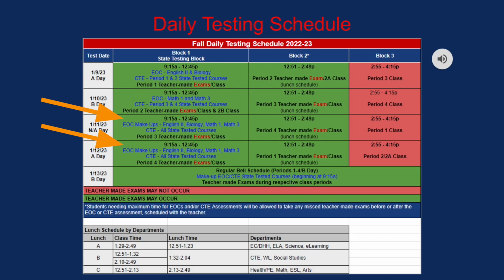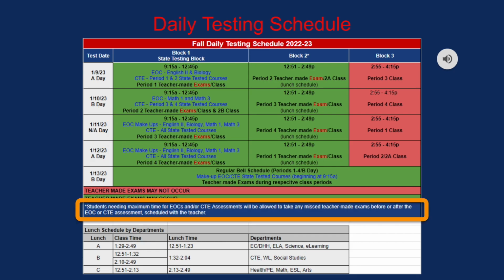Wednesday, January 11th and Thursday, January 12th will be makeup days for all outstanding state tests. It is critical that students are present for exams, as Friday, January 13th will be the last day they will be able to make up any tests. Students needing maximum time for EOCs and/or CTE state assessments will be allowed to take any missed teacher-made exam before or after the EOC or CTE assessment, scheduled with the teacher of that course.